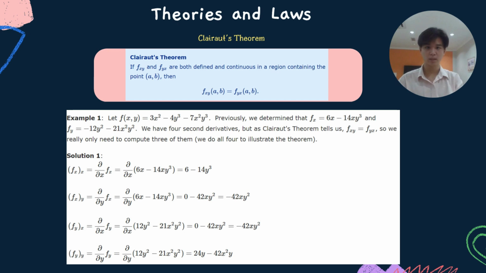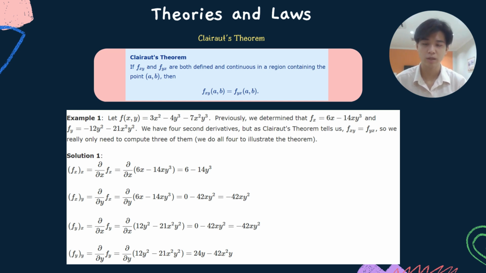Theories and laws. There is Clairaut's theorem for higher order partial derivatives. Clairaut's theorem tells us that if fxy and fyx are both defined and continuous in a region containing the point (a, b), then fxy is equal to fyx. Let's see example 1.